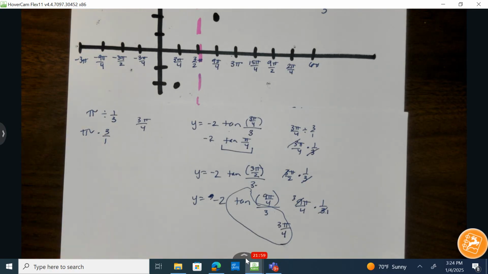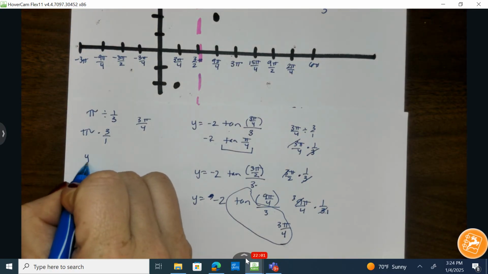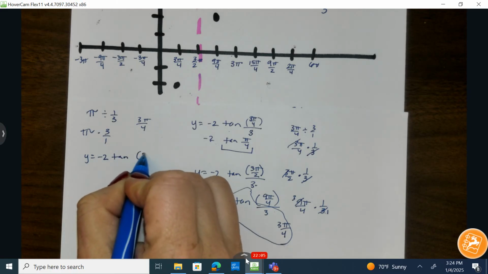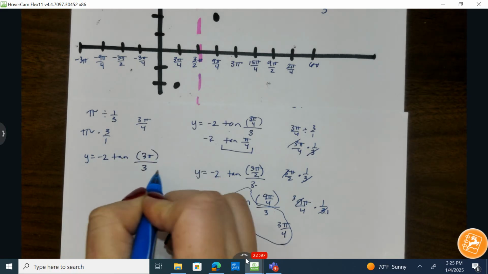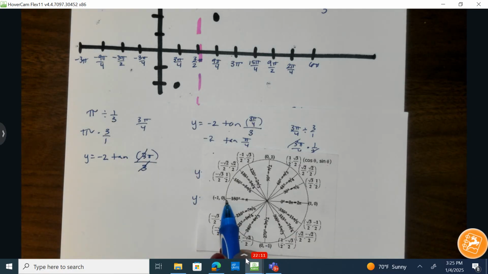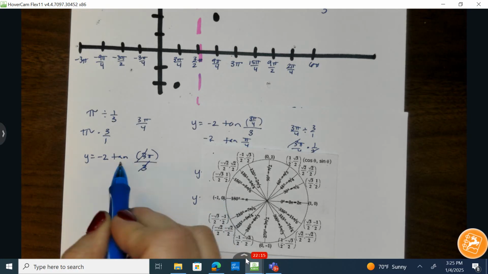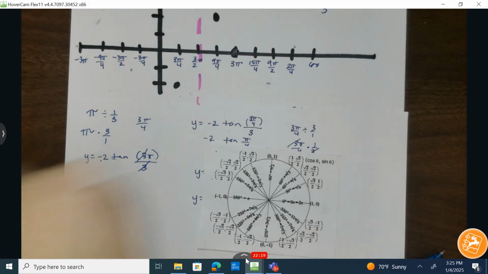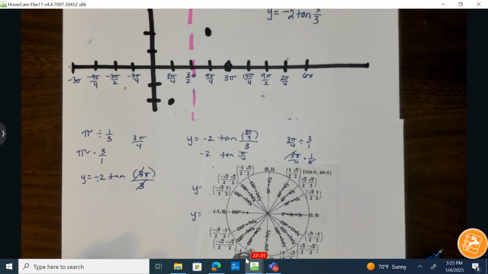Let's do 3 pi. I'm going to come over here where it's easier for you to see. -2 times the tangent of 3 pi divided by 3. The 3's simplify to 1, and now at pi, sine divided by cosine, 0 divided by -1 is 0. 0 times -2 is 0. I'm going to do 2 more, and then I'm just going to continue the pattern.